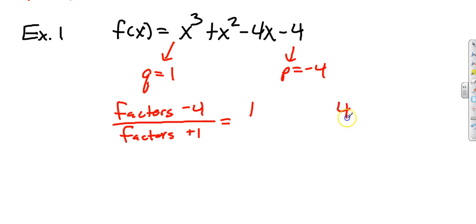Do 1 times 4, right? Or you can do 2 times 2. Now, if you get some number like this one where you get 2 times 2, you don't have to list the same number twice. You just need them there 1 time.